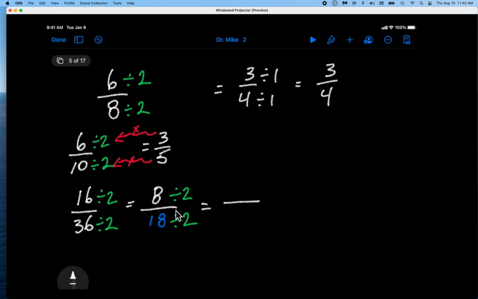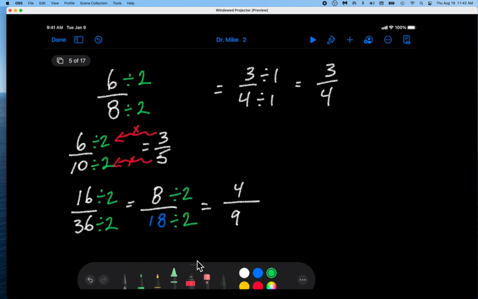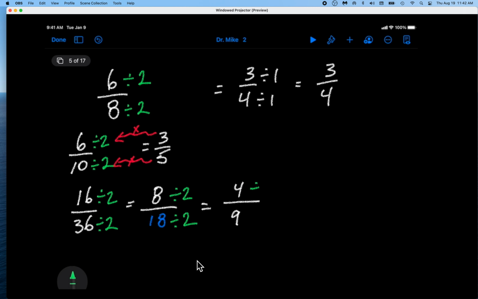Folks, what is 8 divided by 2? None other than 4. 18 divided by 2 is 9. End of the ballgame. There is no other number that we can use to make this smaller. For example, if we tried to use 2, because 4 is even, as our green number, we would not be able to use it here. Okay. Let's move on.